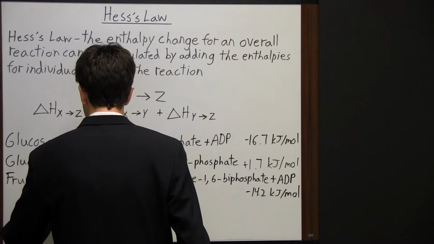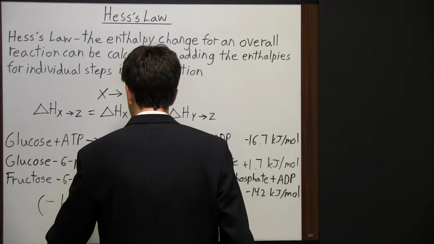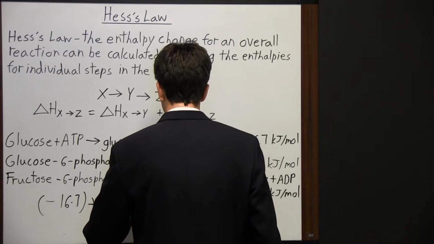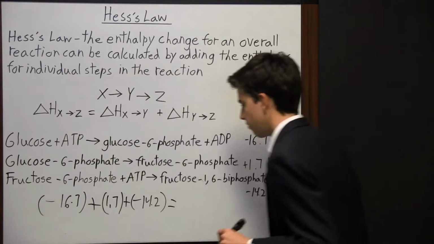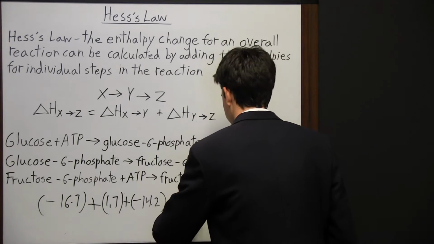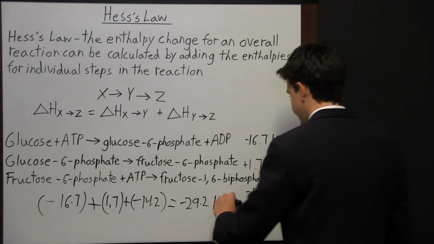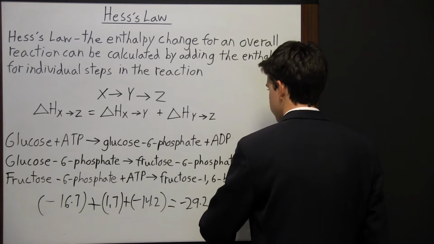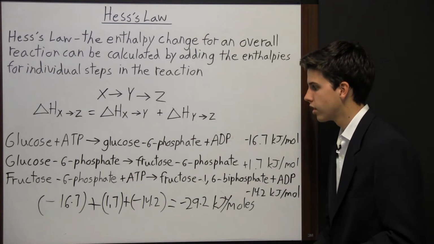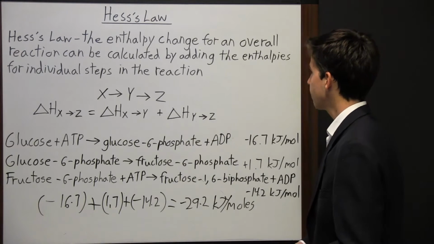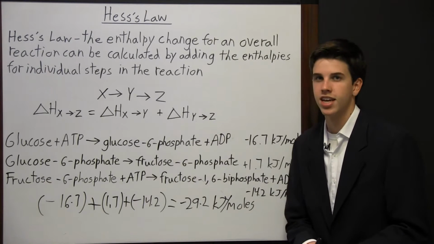So we add negative 16.7 plus positive 1.7 plus negative 14.2. So when we've added all those together, I'll save you the math, we get negative 29.2, and then we just use the units that we've been using already, kilojoules per mole. So that's a practical example, a practical application of Hess's law. So remember that Hess's law says that the enthalpy change for an overall reaction can be calculated by adding the enthalpies for individual steps in that reaction.